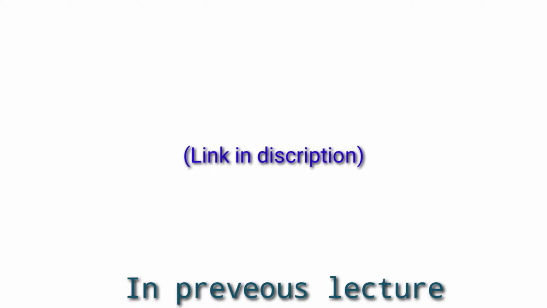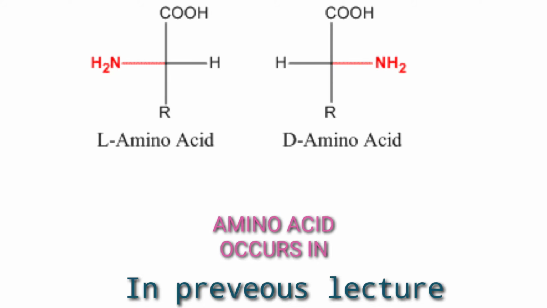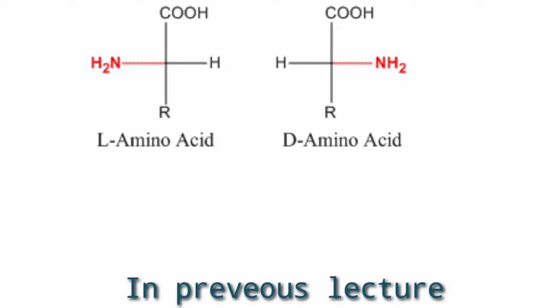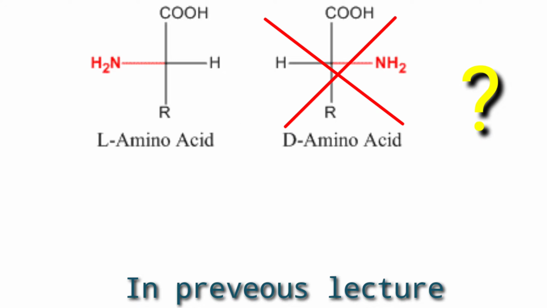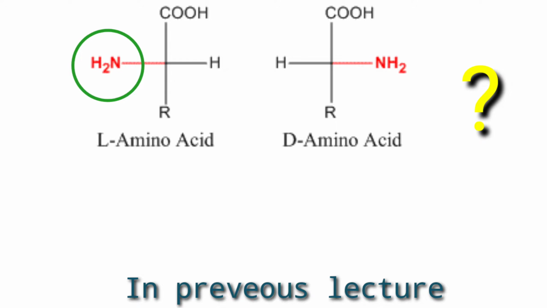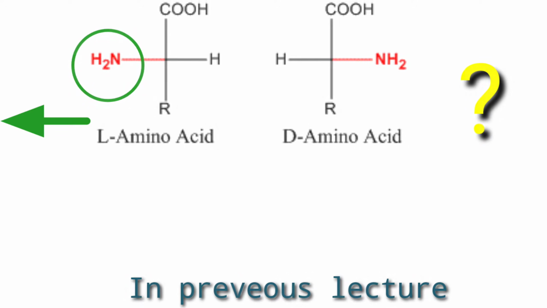In the last lecture we saw that amino acids occur in L form and D form in nature, but only L forms are selected for protein synthesis. How can we identify whether an amino acid is in L form or D form? If the amino group is present on the left side of the chiral carbon, then that amino acid is in L form. So we are talking about peptide bond formation.